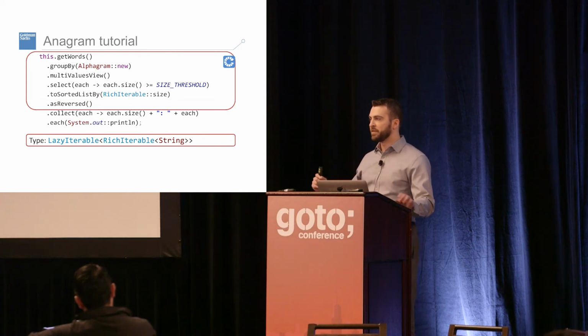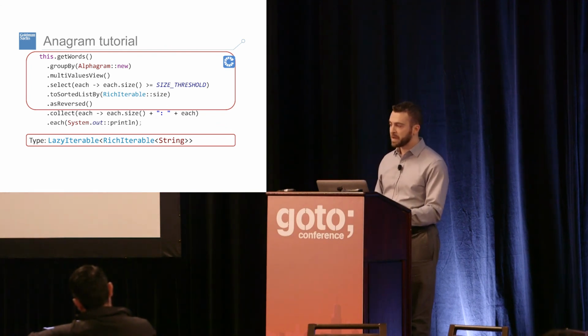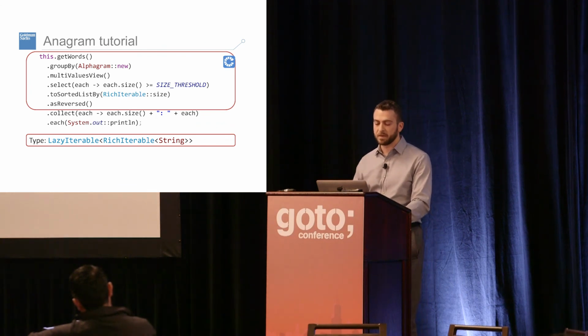We follow this naming convention where anything that says as is going to return a wrapper object, and so it's a constant time or lazy operation. Anything that has 2 in the name is a linear operation that does the full evaluation. So as reversed is one of the ways you can opt into our lazy API. So here we got back a lazy iterable of rich iterables. And we still know those rich iterables are lists.